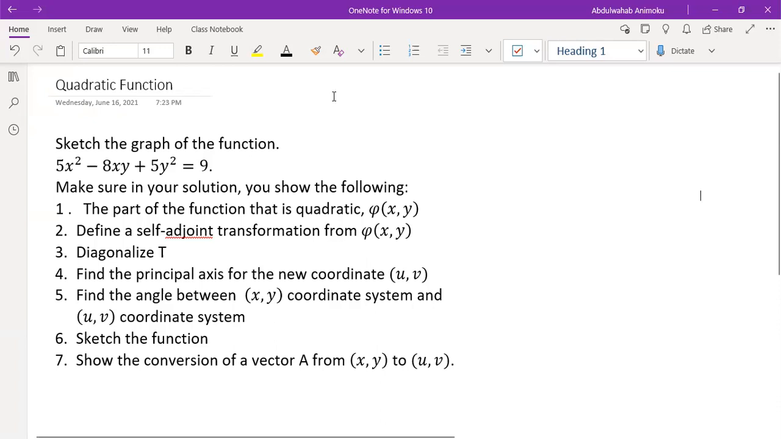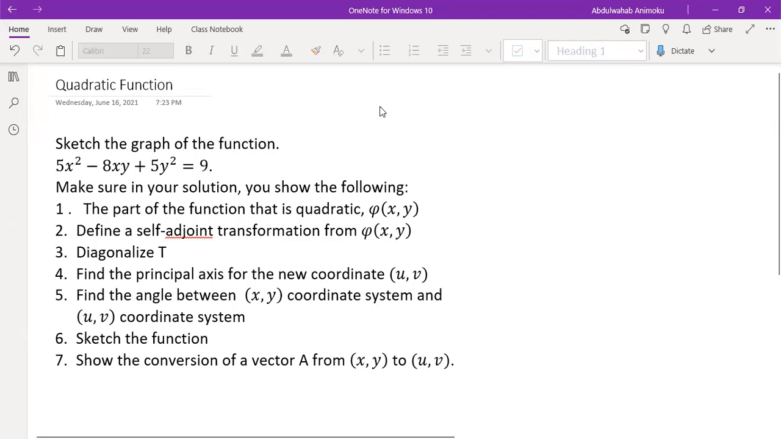In today's video, we are going to learn how to sketch a graph of a quadratic function. In this particular problem, we have a series of questions that we need to answer in order to properly sketch the graph of this function, using all the tools that are available to us through linear transformation. So let's just get right into the problem.